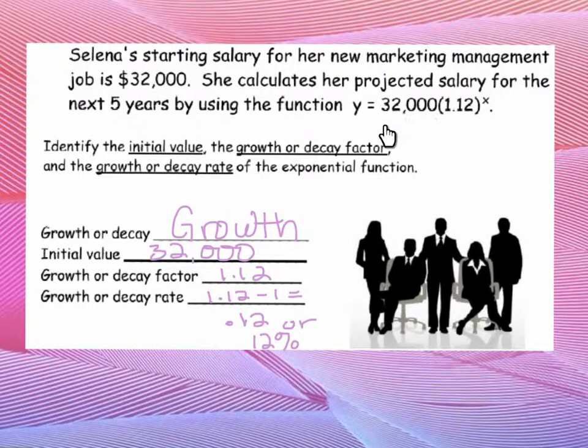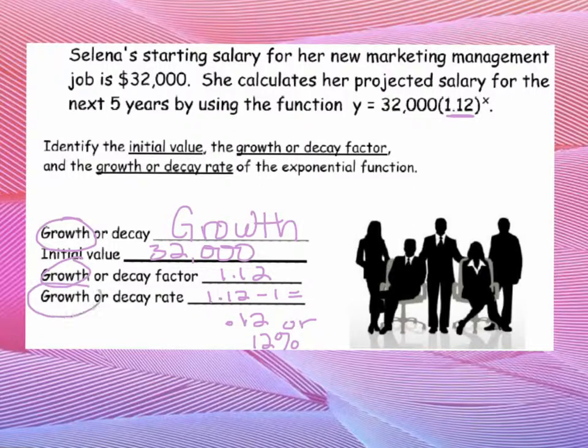So looking at this exponential function, we realize it is growth because the number inside the parentheses is greater than 1. Her initial value, what she started at, is her starting salary, which is $32,000. Her growth factor is 1.12. So that's what she can use to plug in different x values for different years that she'll be working at the business. And it also helps her to graph this function and see her salary increase.